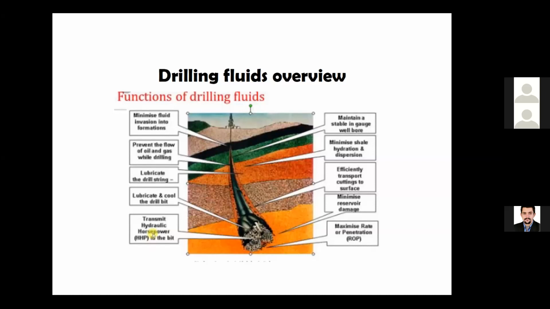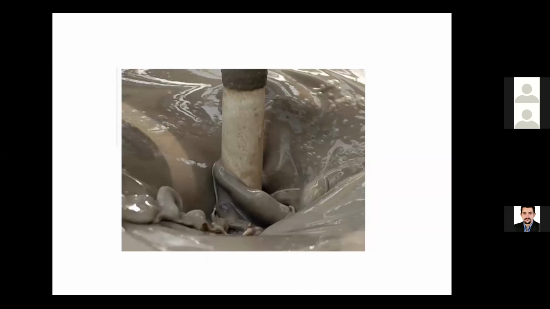As we were saying, we have different functions of the drilling fluids we should be aware of. So, next slide. This is typically the drilling fluid we are using. It is muddy in shape, can be several colors, maybe gray, maybe brownish, maybe reddish, according to the ingredients or the recipe you are working with.